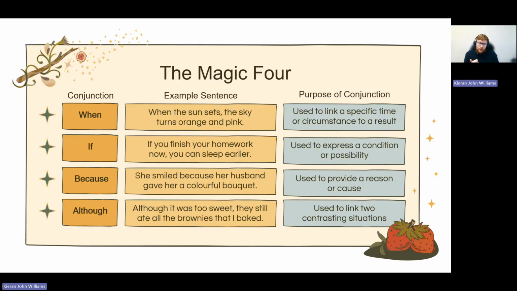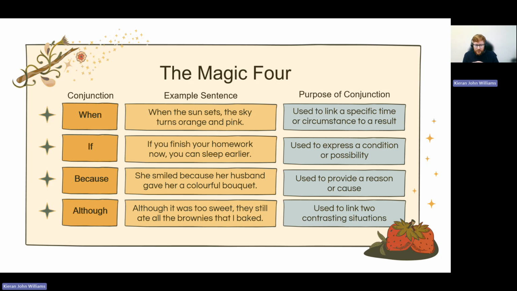Okay, so let's have a look at the first one, when. So when the sun sets, the sky turns orange and pink. So when here is used to link a specific time or circumstance to a result. So if that first thing definitely happens, then that other thing will happen. Okay. All right. So we have if, as in if you finish your homework now, you can sleep earlier. This is used to express something that is possible or something that may happen, and then the condition, the result from that condition.